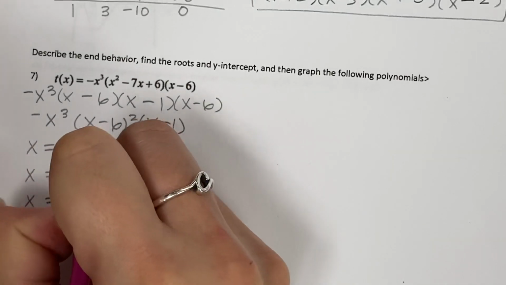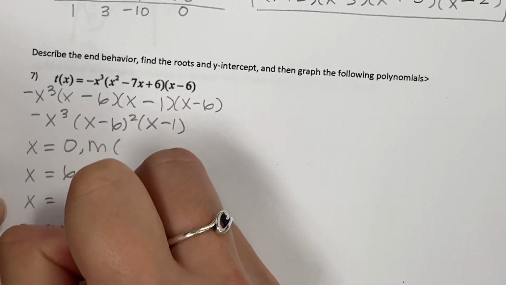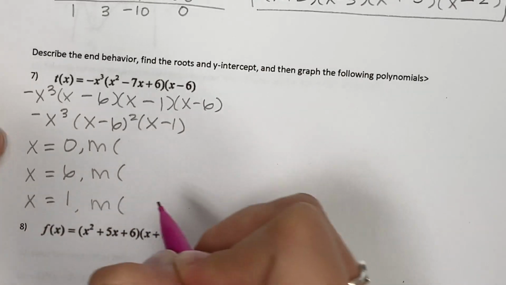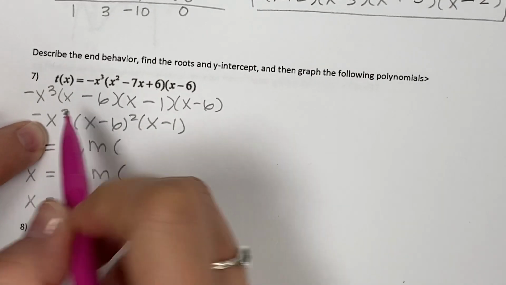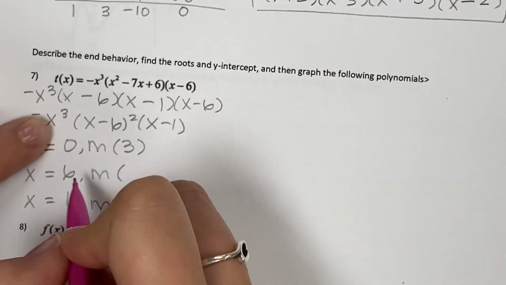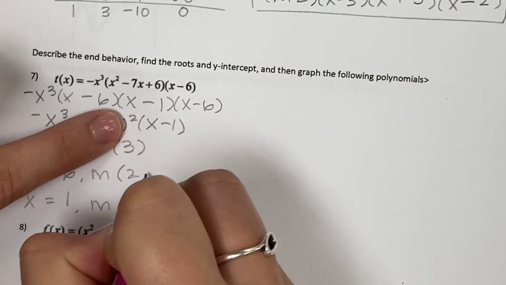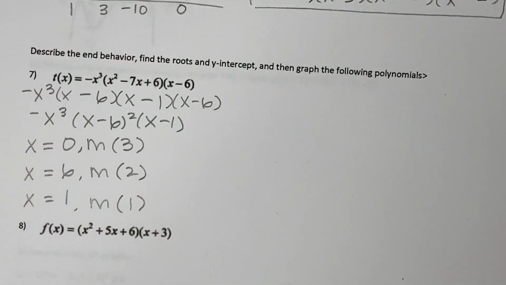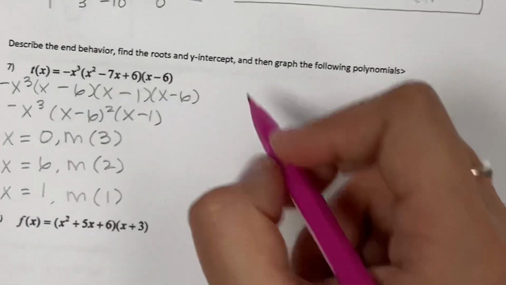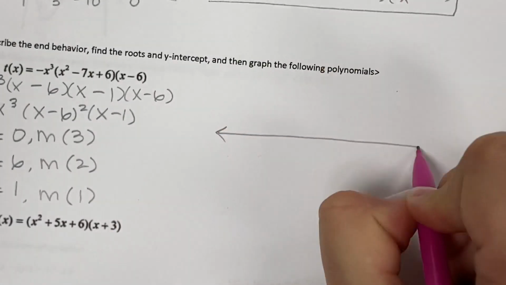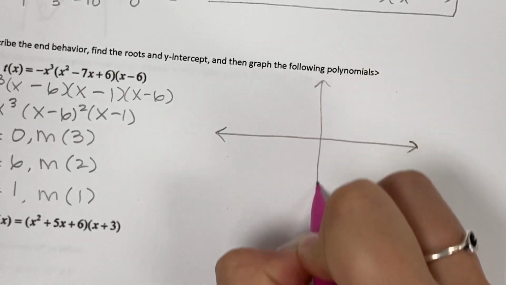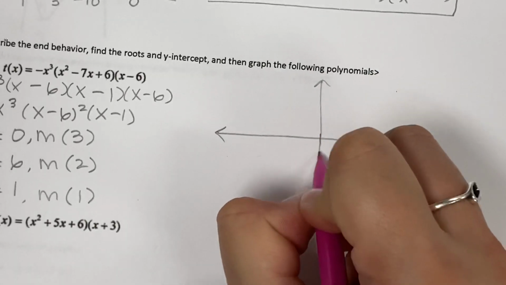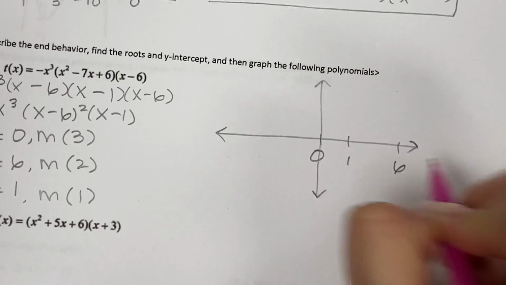Now for each of their multiplicities, remember we find their multiplicity by looking at their exponent. So the root for 0's exponent was 3. 6's exponent was 2. 1's exponent, there's nothing there, so it's just 1. Now the multiplicity tells us to bounce, wiggle, go through at each of those roots. So when I go to my graph, I'm going to plot those 3 roots, 0, 1, 6.